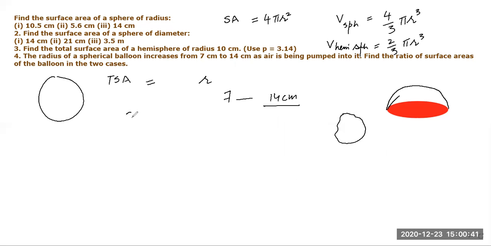Surface area of spherical balloon, surface area of 1 divided by surface area of 2. Don't do any calculation. What is the formula for surface area of a sphere? 4 pi r square, right? Surface area is 4 pi r square, right, students?